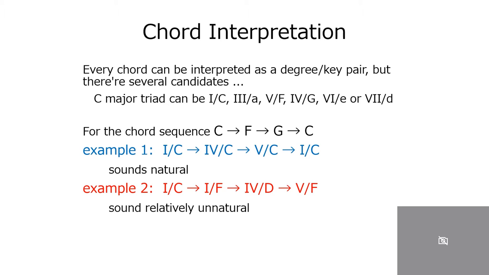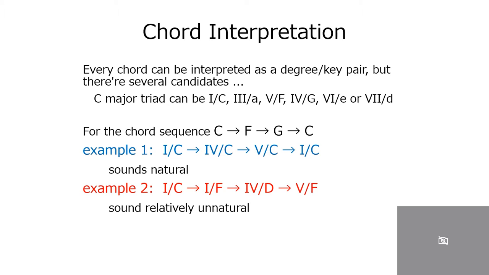A chord can be interpreted as several key degree pairs, which we call chord interpretations. For example, a C major triad can be the first degree from the C major scale, or the third degree from the A minor scale, and so forth. These candidates are equally plausible for a chord by itself.